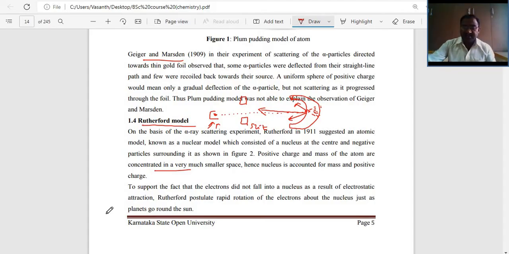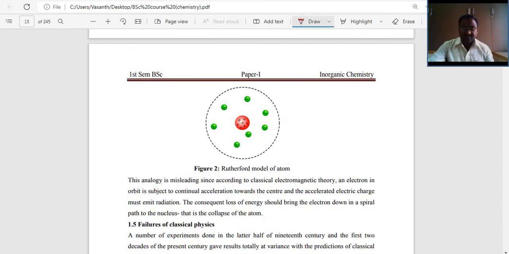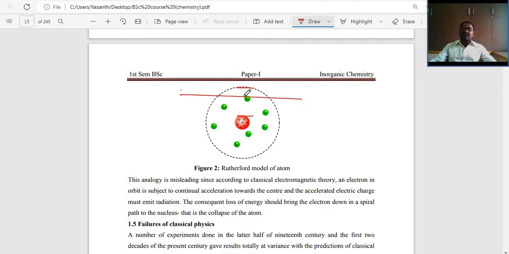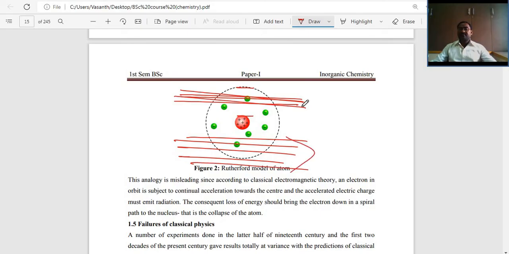Just see this diagram. Why do some of the alpha particles easily cross? Because the distance between the nucleus and electron is large. That's why the alpha particle crosses directly. There is no deflection, because there is more space between the nucleus and electron.